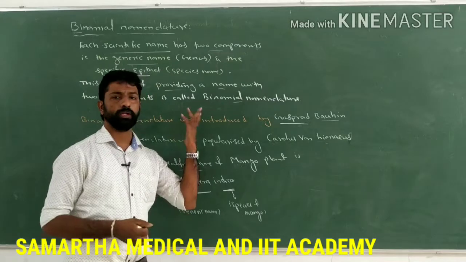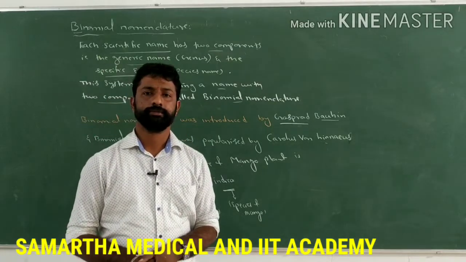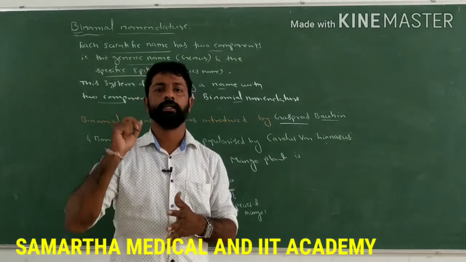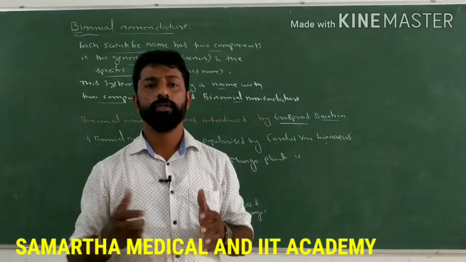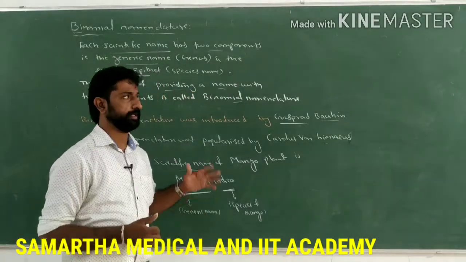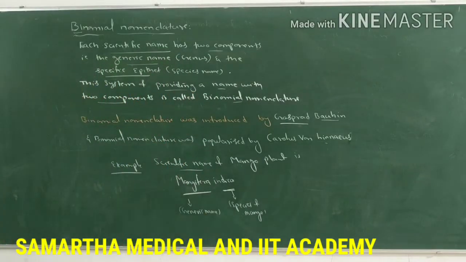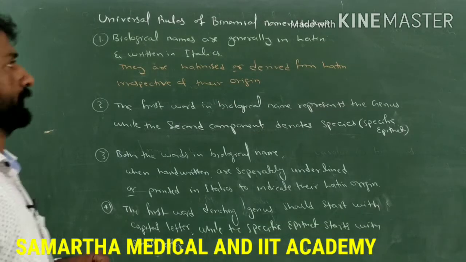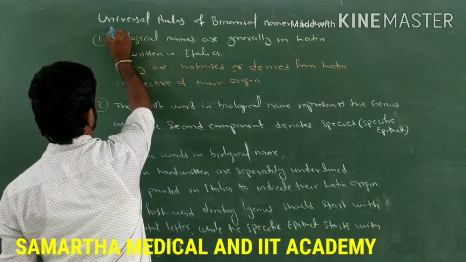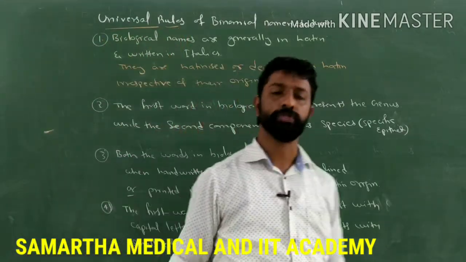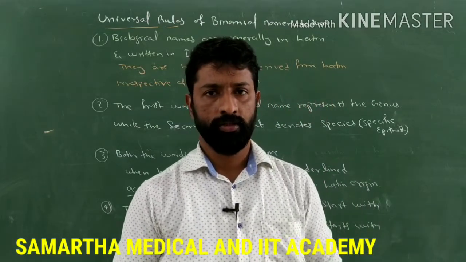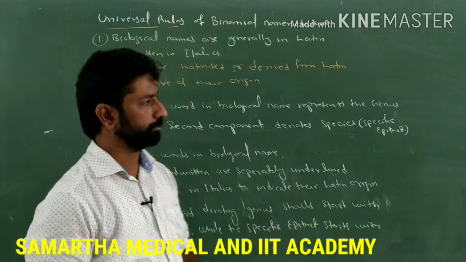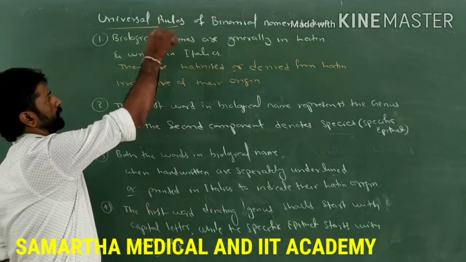Then what are the rules of binomial nomenclature? How should a scientific name be written, or while writing the scientific name, what are all the rules to be followed? Let's see that now. These are called the universal rules of binomial nomenclature. This is most important for the PU examination as well as the NEET and CET examinations.